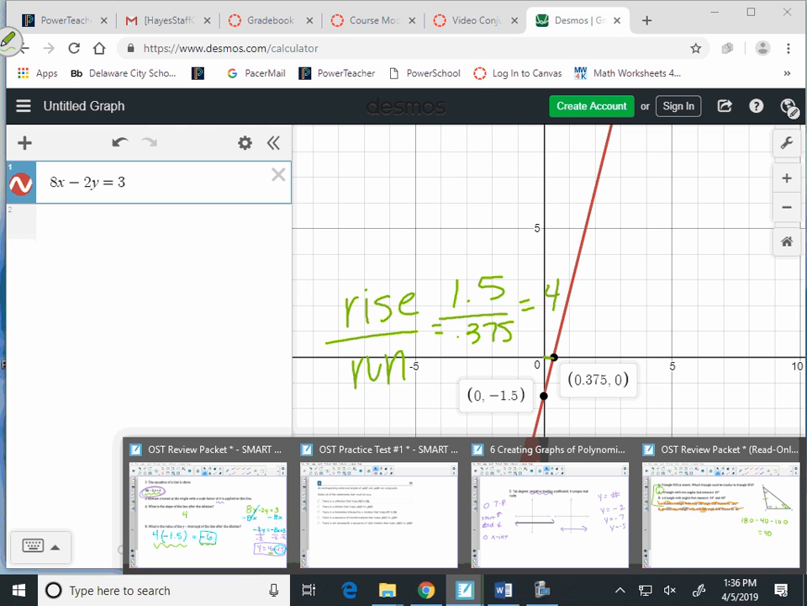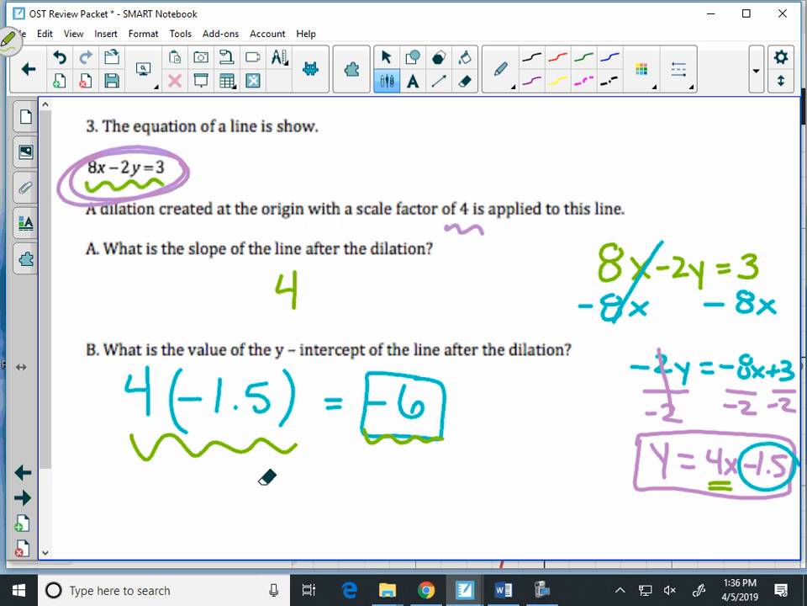Okay? So that's what we got. By just doing rise over run in Desmos, we got the same exact slope. So whichever way works for you, go for it. I think Desmos might be a little bit easier, and it makes less room for error.